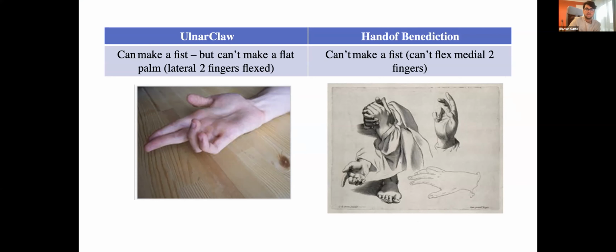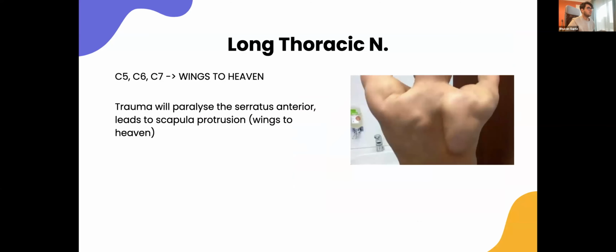Okay, perfect. All right, final one, I think final two maybe. Long thoracic nerve, C5, C6 to 7, wings to heaven. You can see it usually. Sometimes you can't see it.